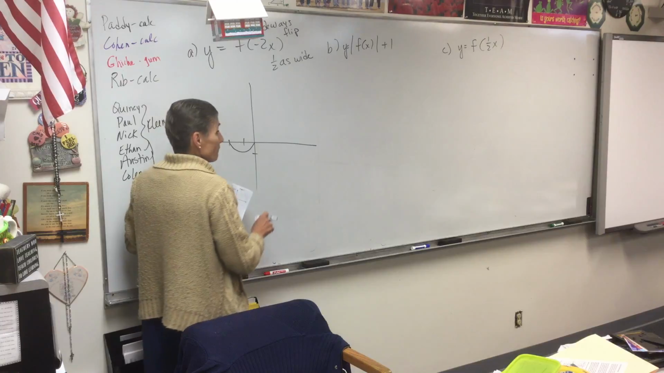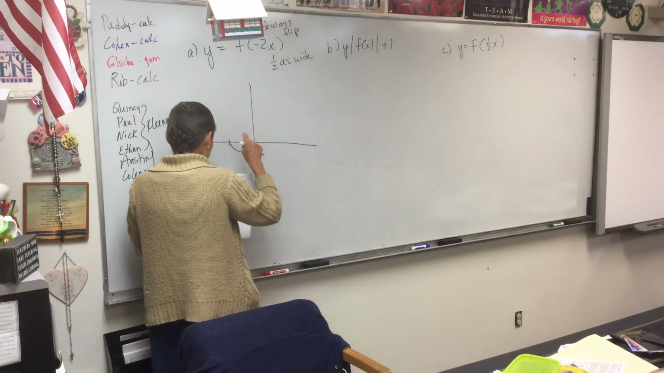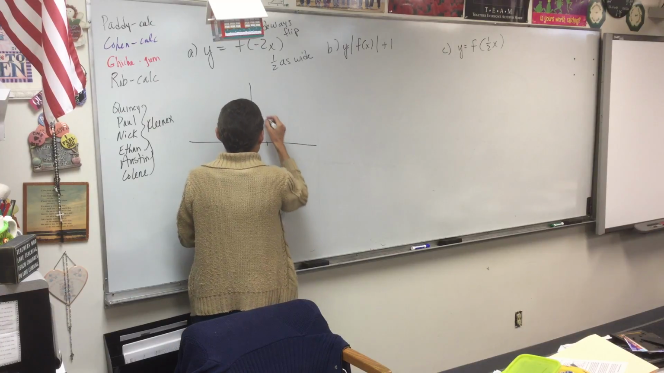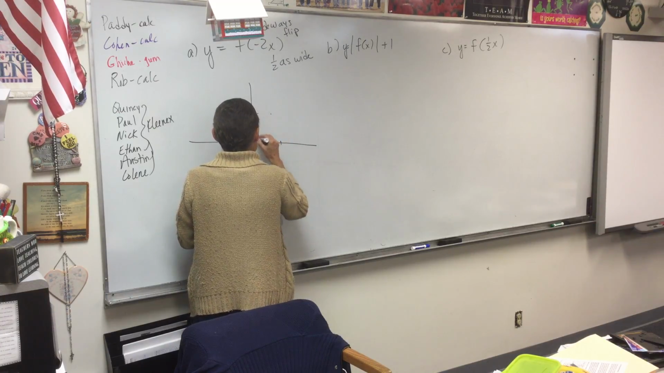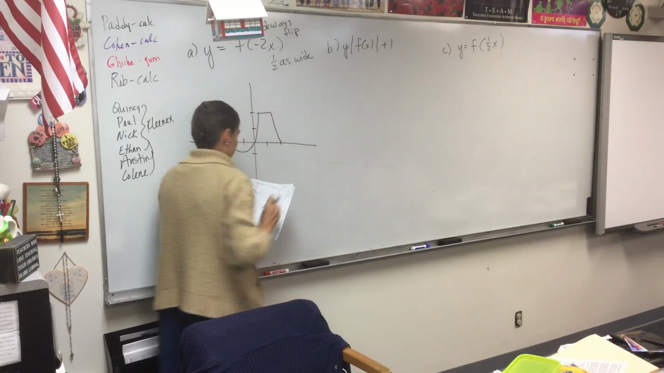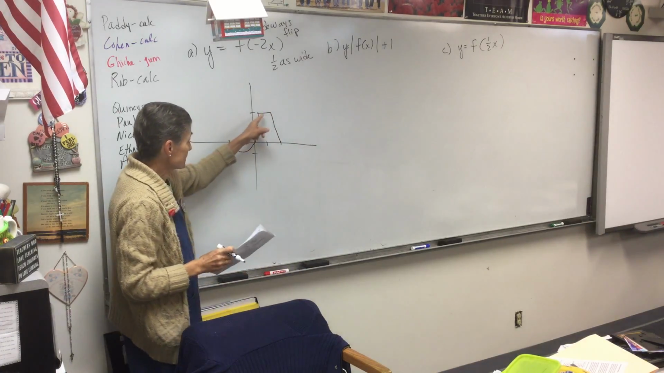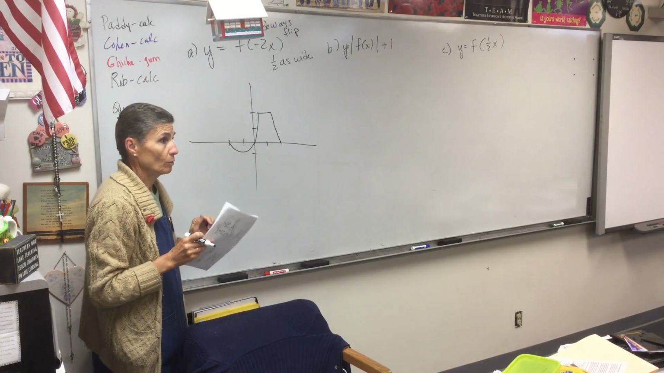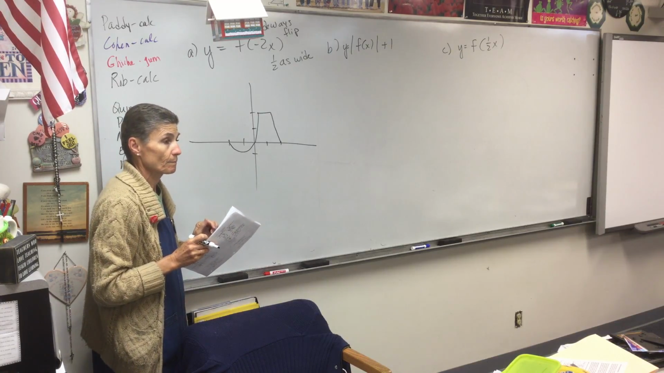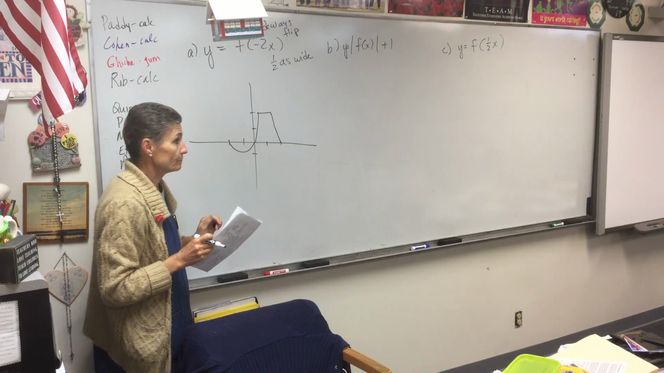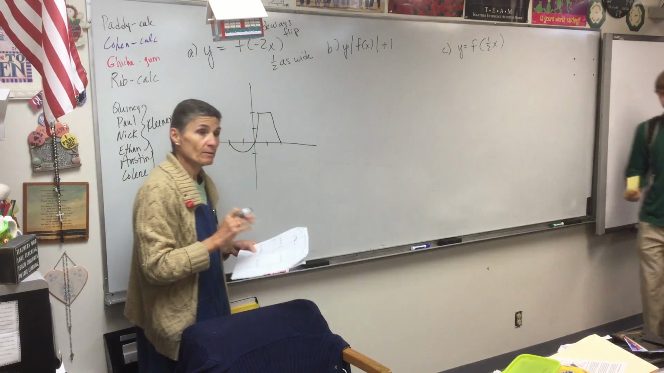Now, what about the trapezoid? Well, it's going to be on the right, and it too is shrunk. It's still 2 units up, it's still 2 units tall, but now it's only 2 units across. Okay? Everybody okay with that?